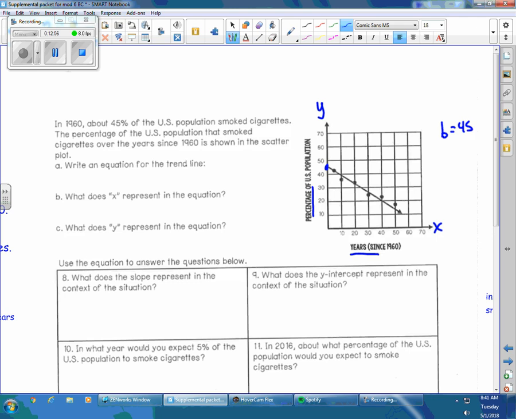I have to figure out my slope. I know it's going to be a negative slope because the line is going down and to the right. So now I need to find another place where this line is crossing integer coordinates. And it looks like the next place is right here. My x is 40. My y is 20.